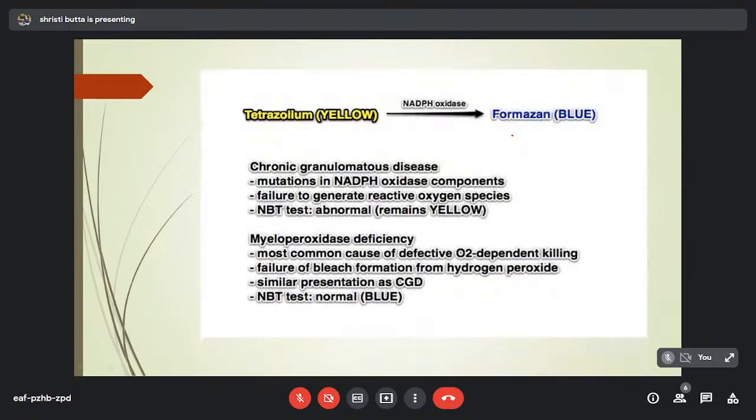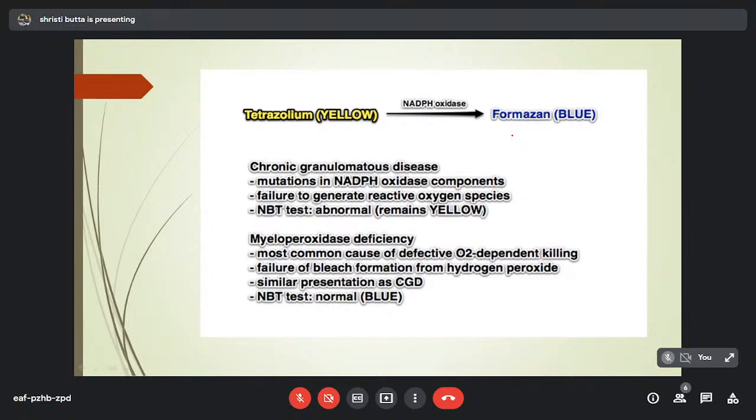We have a tetrazolium that is yellow in color. In the presence of NADPH oxidase, it produces formazan, and that is blue in color. Now in chronic granulomatous disease, there's a mutation in the NADPH oxidase component, usually the GP91, which is seen in about 2/3 of the cases. Failure to generate the reactive oxygen species means the NBT test is abnormal, or remains yellow.